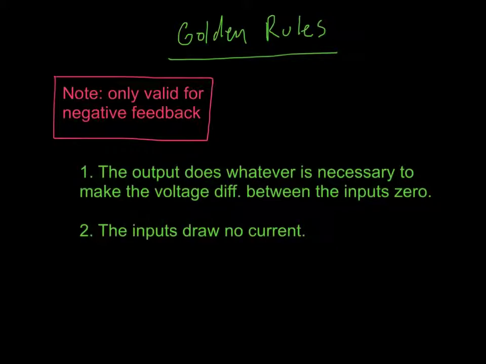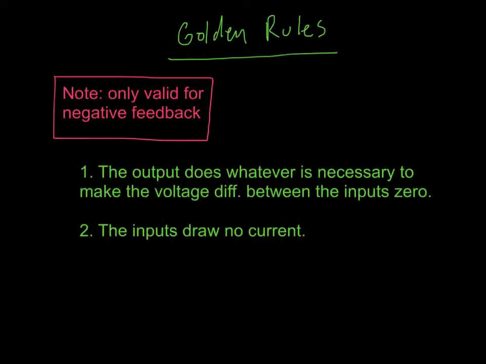So what this black box that we're using is designed to do is that the output is always going to try to make VP and VN be the same. It's going to make the positive and the negative inputs be the same voltage. The difference is going to be 0. And rule 2: this might seem kind of abstract right now, but we're assuming that the inputs draw no current. That means that the input impedance of the op amp is infinite.